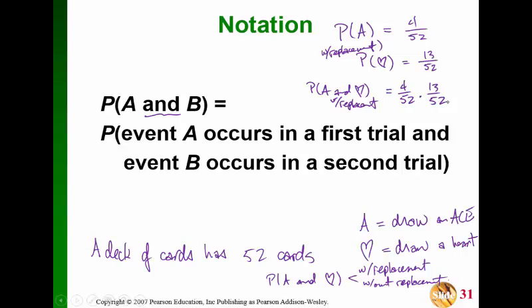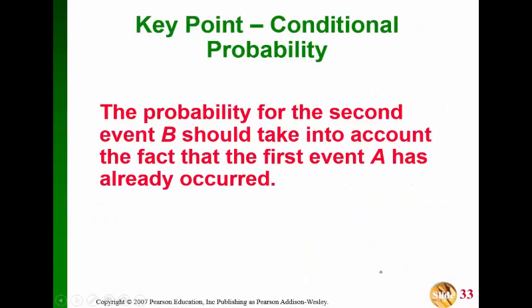All right? So doing something without replacement means we have to assume that A has already occurred. That's the next slide that I passed over, and I'm going to go back to. This idea is called a conditional probability. The probability for a second event B should take into account the fact that the first event has already occurred. So if we decide not to replace that card, we have to assume that we've taken out an ace.